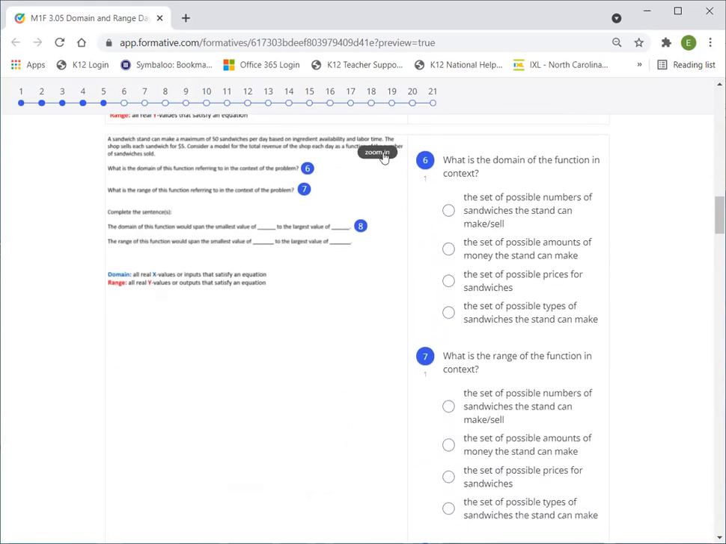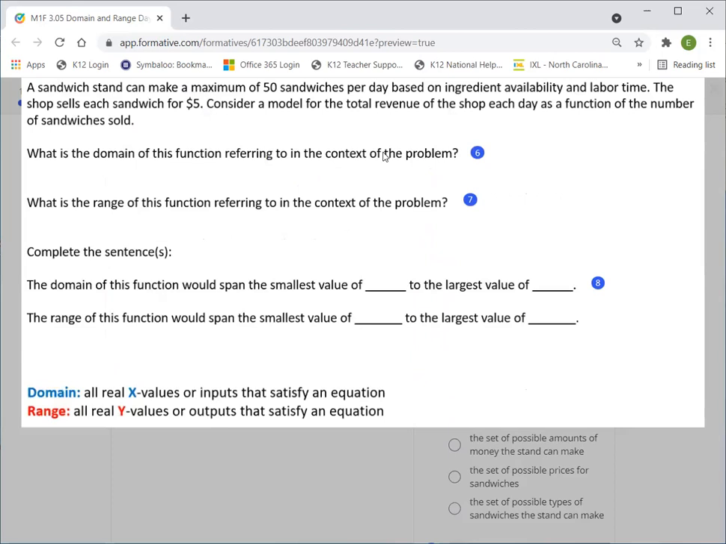Let's look at the next problem. It says a sandwich stand can make a maximum of 50 sandwiches per day based on the ingredient availability and labor time. The shop sells each sandwich for $5. Consider a model for the total revenue of the shop each day as a function of the number of sandwiches sold. First it says, what is the domain of the function referring to the context of the problem?